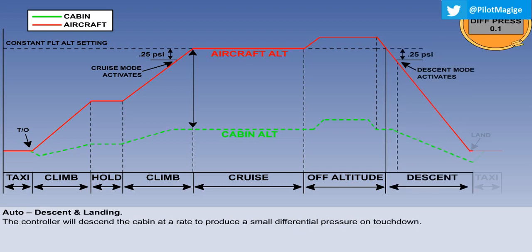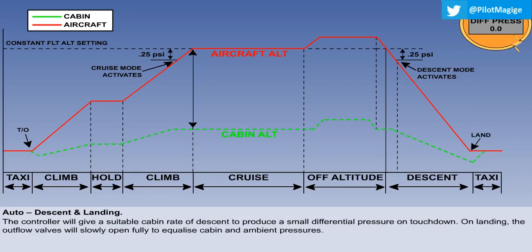When the controller senses that the aircraft is descending, it will switch back to proportional control and descend the cabin at a rate to produce a differential pressure of approximately 0.1 psi on touchdown. The descent rate will normally be about 300 feet per minute. When the aircraft lands and the ground air logic system switches to ground mode, the outflow valves will slowly open fully to equalize cabin and ambient pressures.